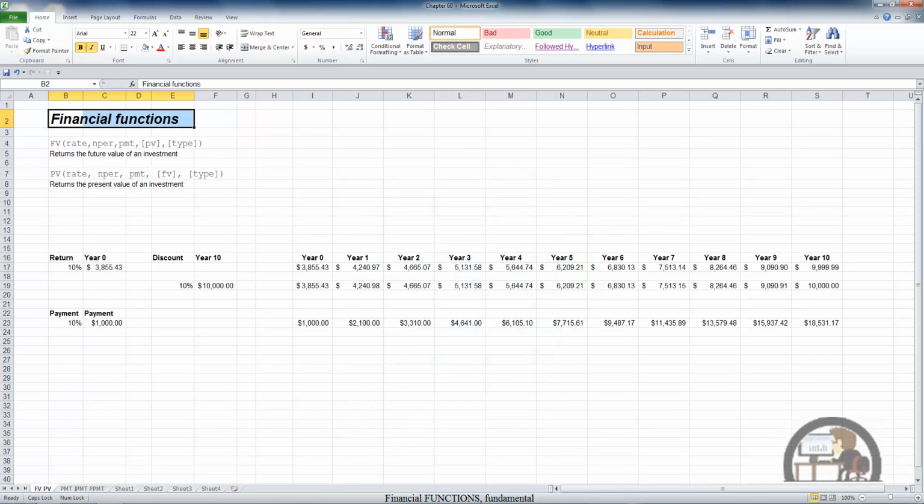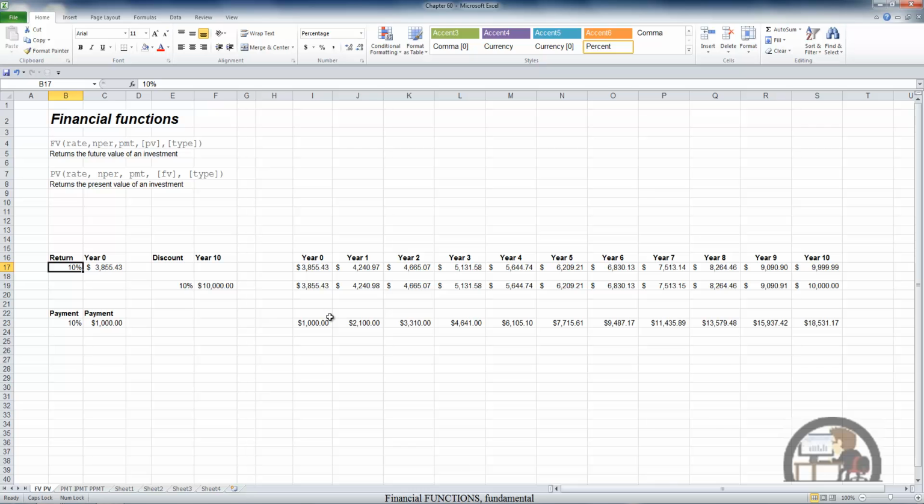I've got some calculations on rows 17 and 19 that are sort of the inverse of one another. Beginning with what I have on row 17, I have a return of 10% for an amount of money, a lump sum, that we start with in year zero of $3,855.43, so that I can set up some calculations and have Excel show me what the future value of this amount of money, this $3,855 invested at 10% a year, will be after 10 years.